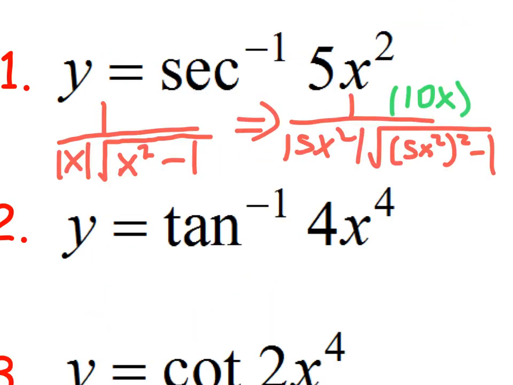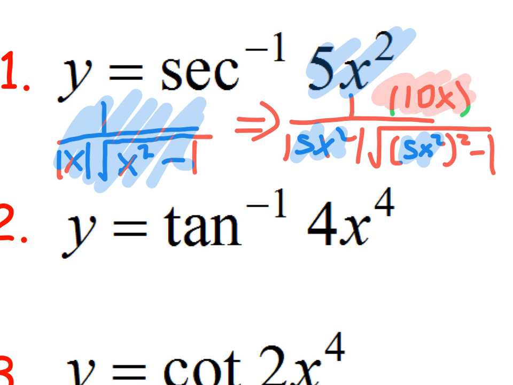Alright, so for the first one, we took the derivative, and the derivative form is this. And I simply plugged in my 5x squared into wherever it's cx. So I plugged in here, I plugged in here. But because we have to deal with chain rule, we also have to multiply by the derivative of 5x squared, which is 10x.